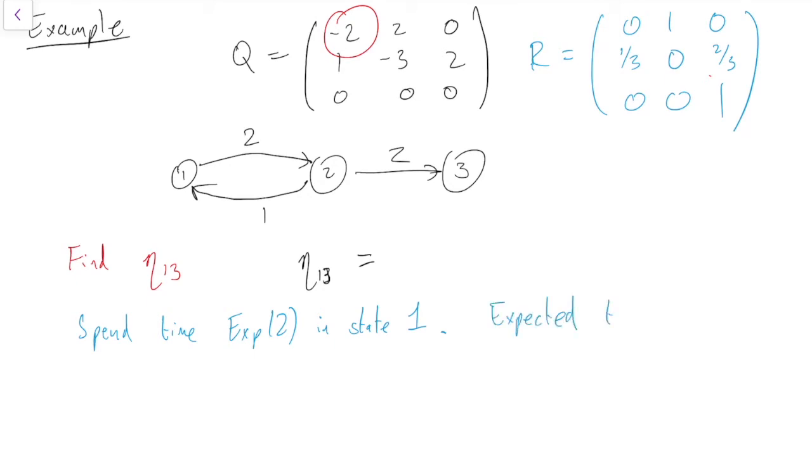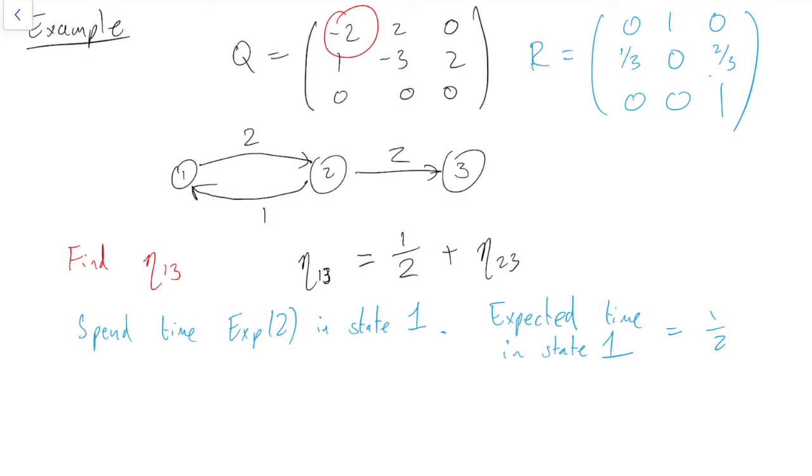So expected time in state 1 before jumping is equal to a half. So here we have to allow for a half time we spend on average in state 1. And then in fact with certainty we move to 2, don't we? We move to 2 with certainty, then we have eta 2, 3.